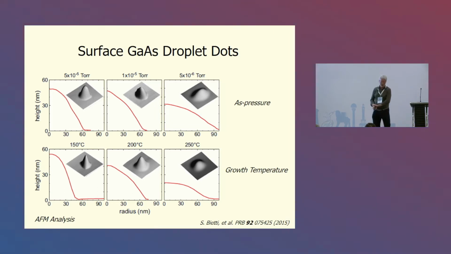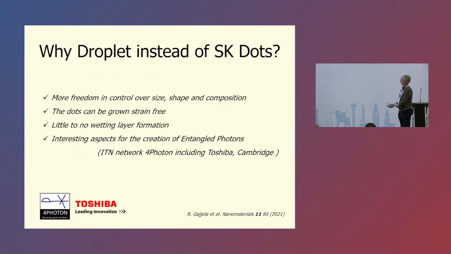So you have a lot of freedom in making these structures. So why droplet dots instead of SK dots? Well, there is way more freedom in control over size, shape, and composition. Turns out that you can even make rings using these droplet dots and even more complicated structures. In principle, you have a possibility to grow the dots completely strain-free, which can be an advantage for some optical properties. There's little to no wetting layer formation in this process.